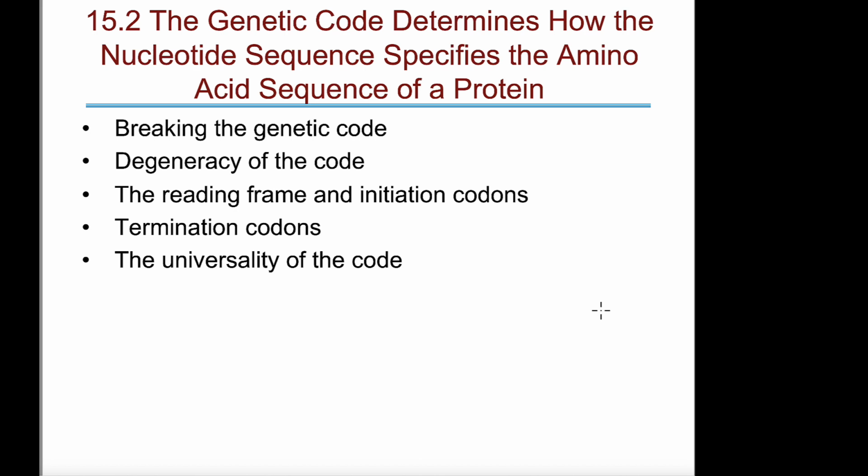So let's go into now the genetic code, okay? Because the genetic code helps us to understand the link between mRNA and protein. How do we go from mRNA, which is RNA made up of the bases adenine, guanine, cytosine, and uracil, to now amino acids? So we have to understand how the genetic code was broken.